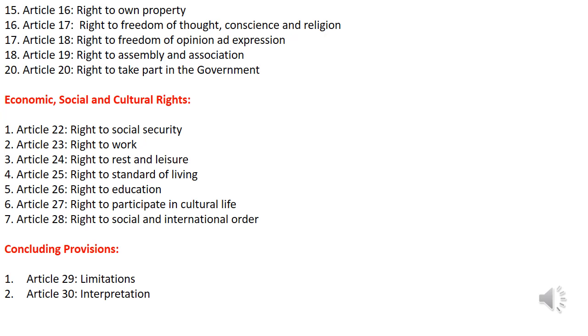Coming to the right to assembly and association, Article 20, we have the same kind under Article 19(1)(g) of the Indian Constitution Fundamental Rights. Everyone has the right to freedom of peaceful assembly and association, and no one may be compelled to belong to any association also.